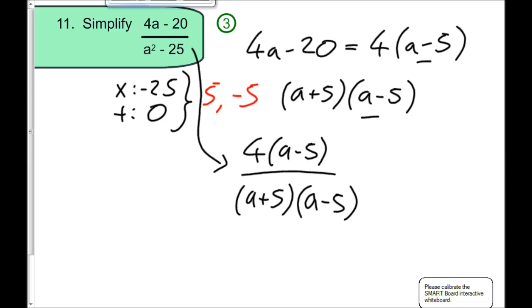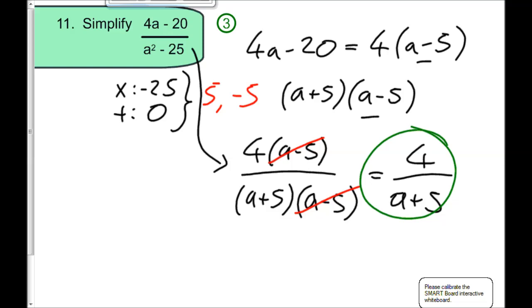So those two that are the same will cancel, and you are left with, and I say it's worth writing this down afterwards, 4 over a plus 5. So that was enough to get you 3 marks there. You can see how quickly, once you know the technique, that can be done.